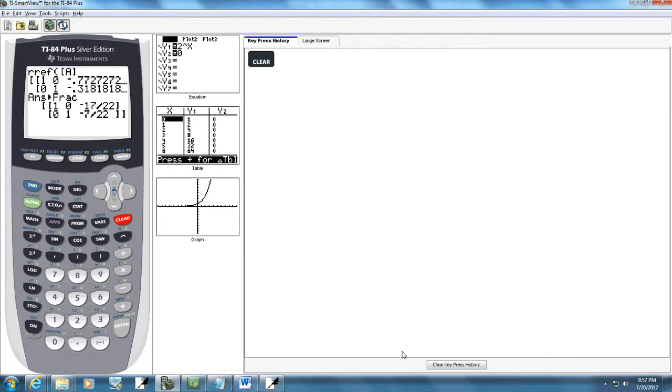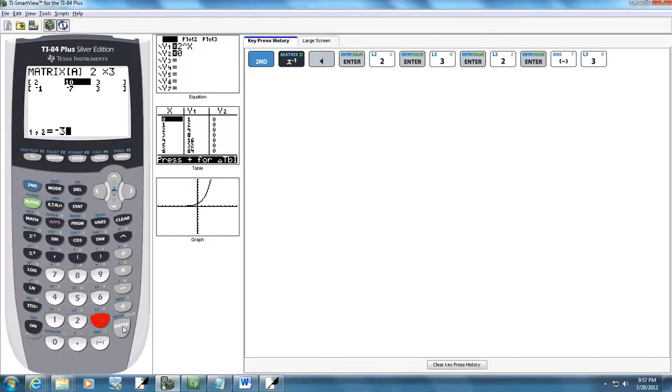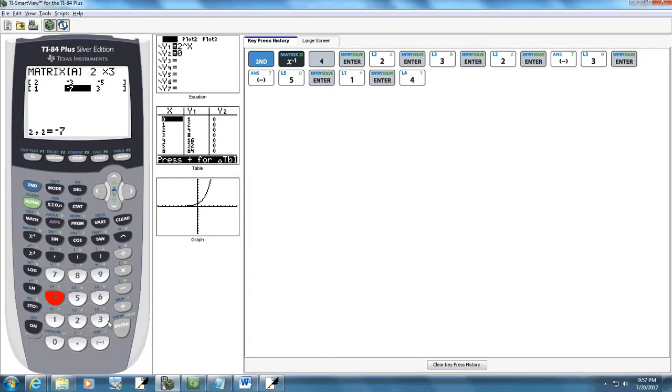So I'll go to my matrix menu. I'll do second, x and negative 1. If you're on a TI-83, you just go into the MATRX button. Now that's a TI-83, not a TI-83 Plus. We'll left arrow over to edit, enter on A. It's asking for rows by columns. This is a 2 by 3, so I do 2 enter, 3 enter. And type in each number. So 2 enter, negative 3 enter, negative 5 enter, 1 enter, 4 enter, 4 enter. Then we'll exit out by doing second mode.